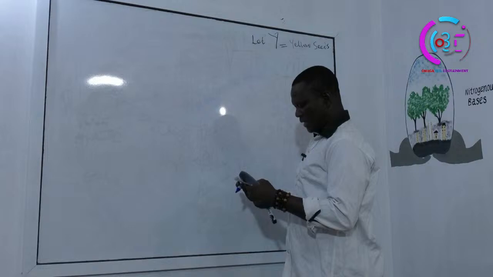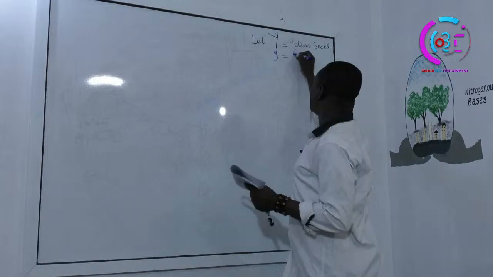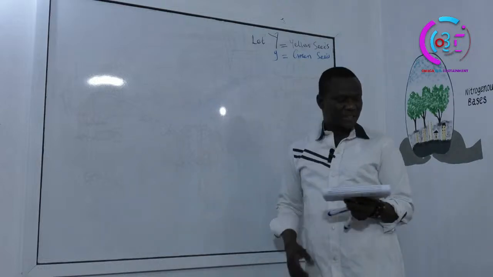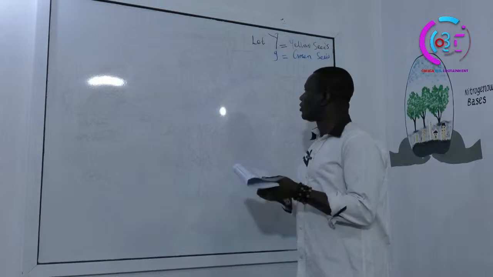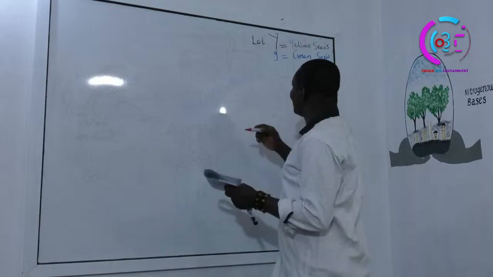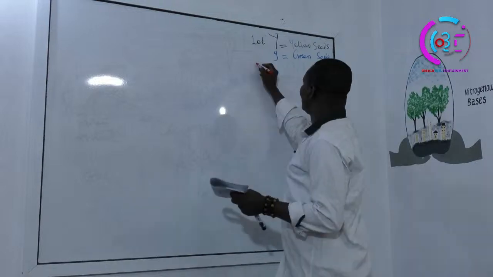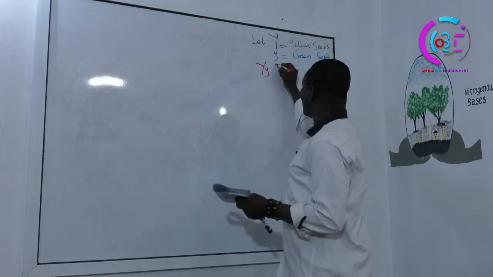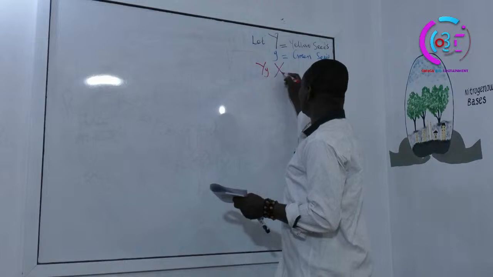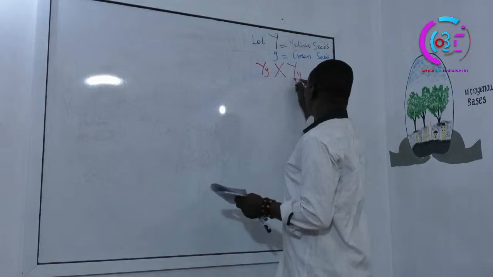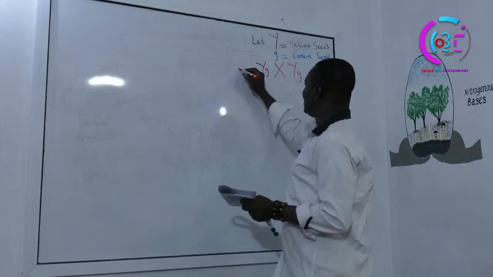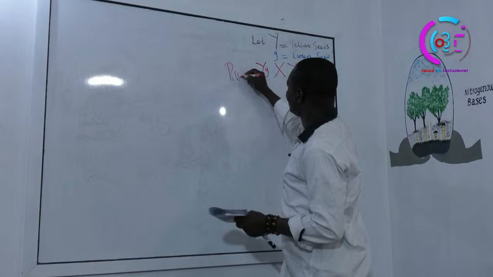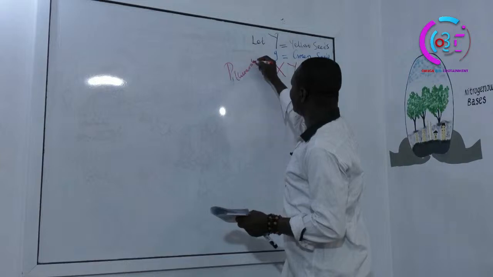And the small letter is green seeds. So the question now says you should consider a cross between these two. Consider a cross between two heterozygous, that is capital letter Y and small letter y. That is heterozygous. So this is exactly what you are going to have. That means this is going to be the parental P1 generation. Okay.